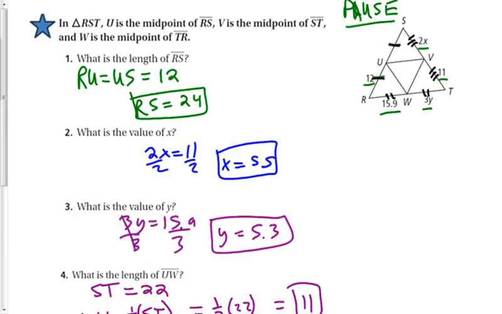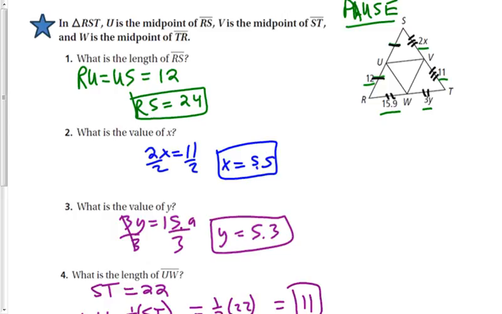All right, here are the answers. For RS, we know that RU and US would be congruent here, since those are bisected by the midpoint U. And so RS would be twice whatever one of those is, and we know RU is 12, so RS would be 24. Number 2, find the value of x. We'll look over on ST. Again, those two parts would be congruent, so 2x equals 11. Solve for x and you get 5. Whoops, that's supposed to be 5.5.